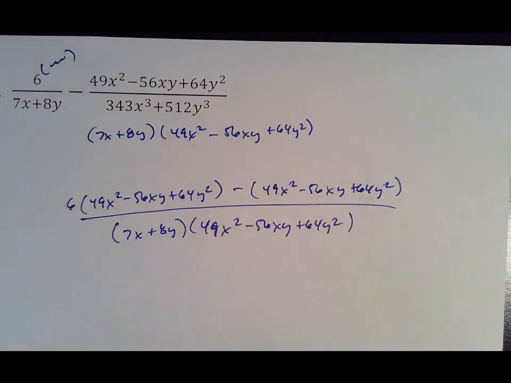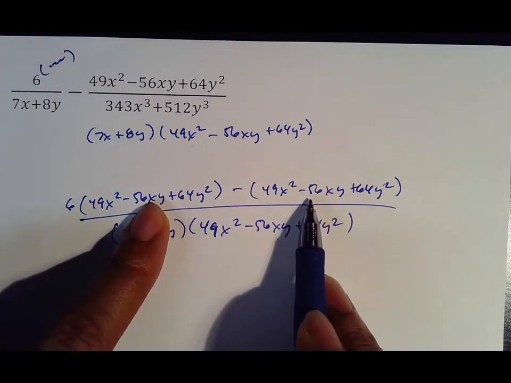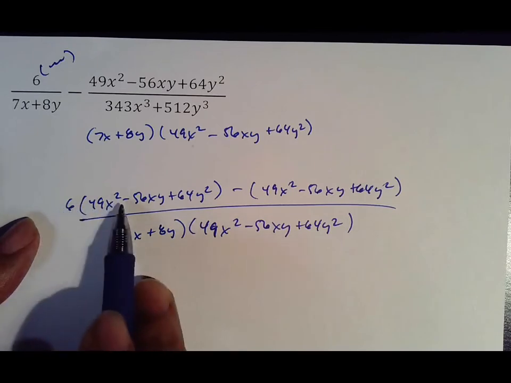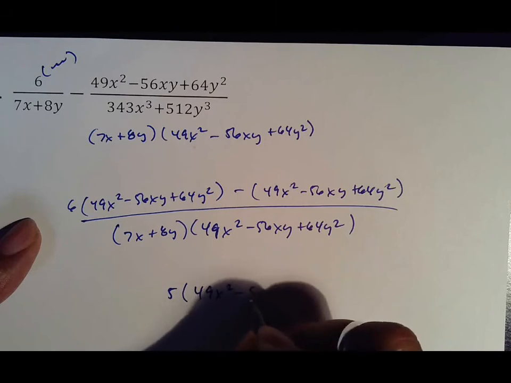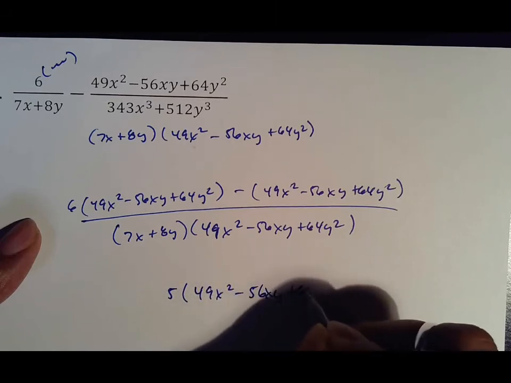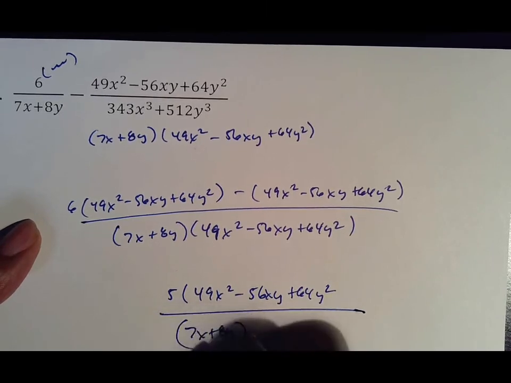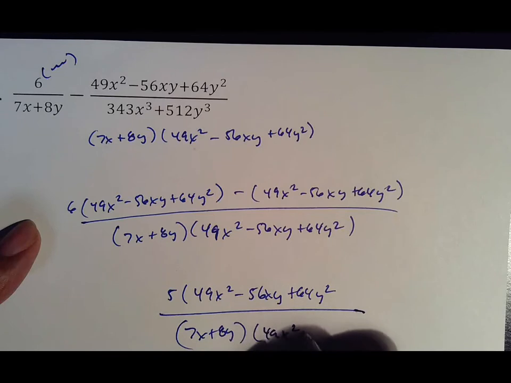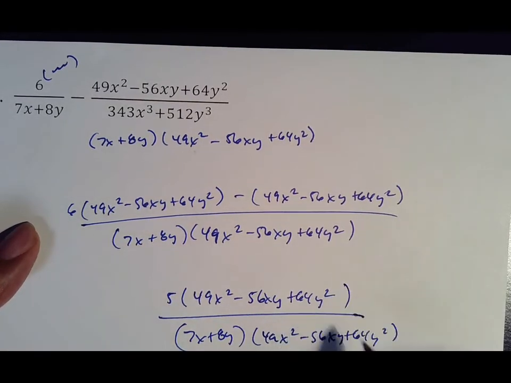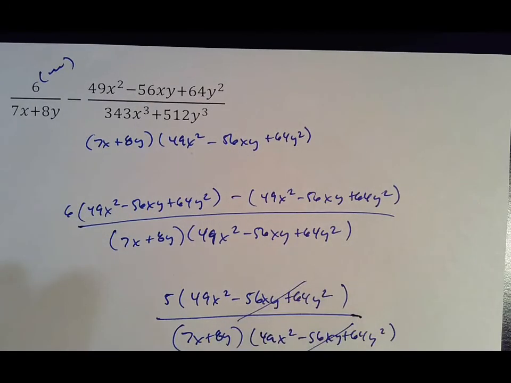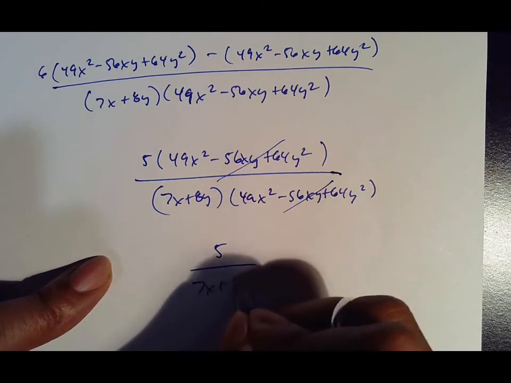And there's a couple different directions we can go. Number one, we can factor this off. Number two, we could say 6 of these minus 1 of these makes 5 of these. And in the end, these two things cancel, giving us 5 over 7x plus 8y.